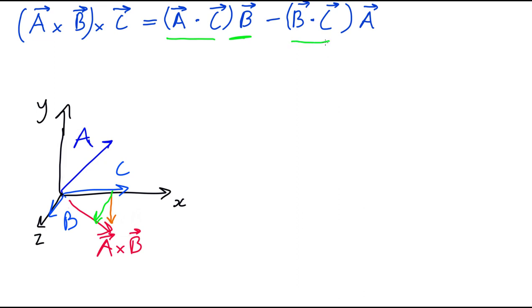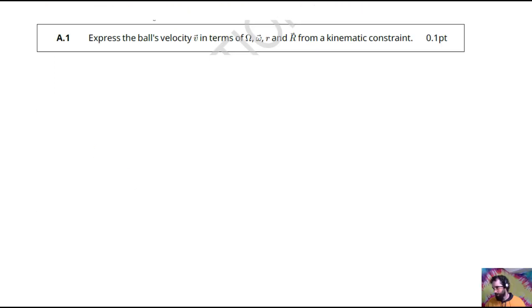However, b dot c is still 0, so that means that we won't have any in the a direction. Feel free to go back and have a quick look at that again. I just want you to have an intuition for this triple product rule, because we're going to be using it a fair bit in this problem. Okay, so now we've gone through that, let's start with the problem.